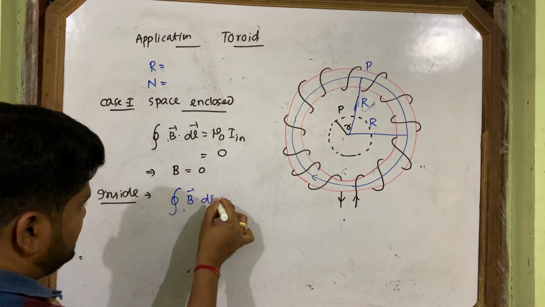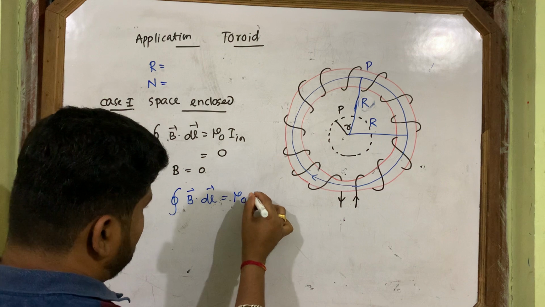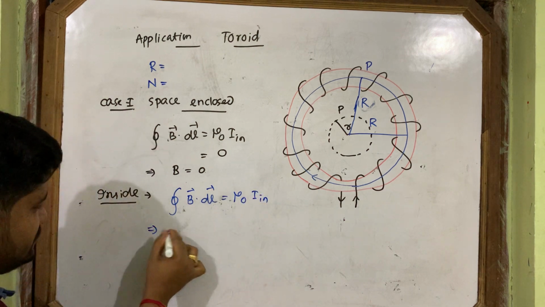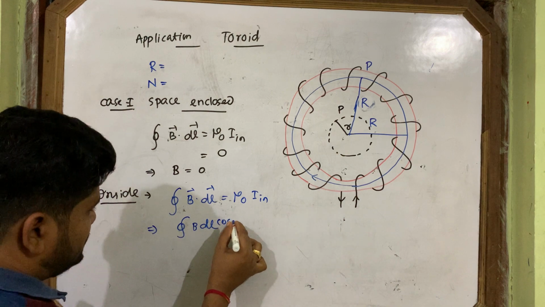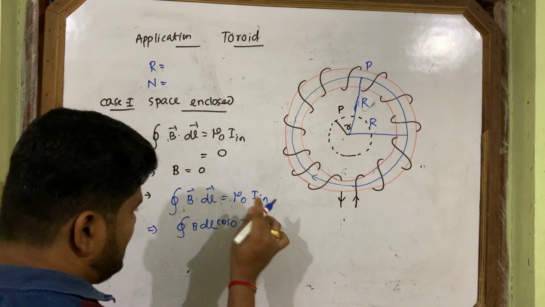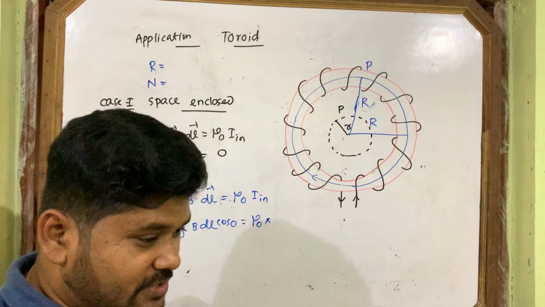If this blue line is the Amperian loop, now use Ampere's circuital law: B dot dl equals mu naught I in. So B dl, the angle is 0, cos 0, mu naught. But I in is how much? That is important, you see.